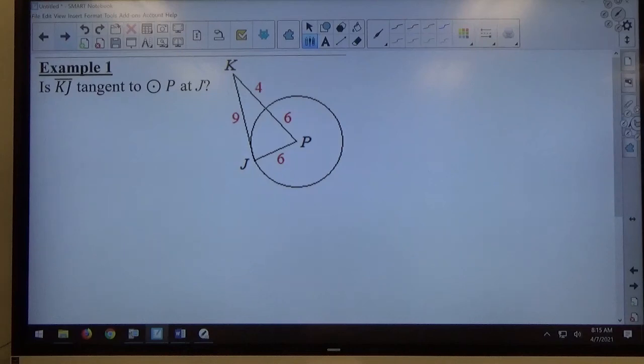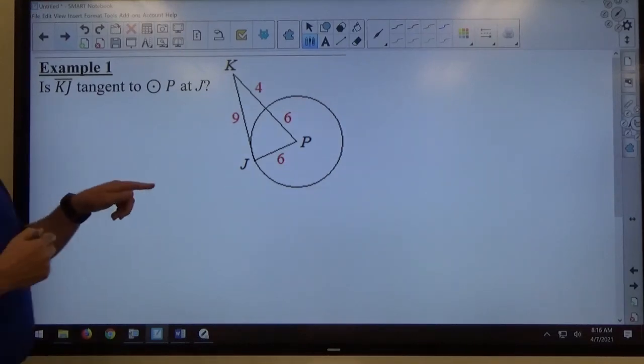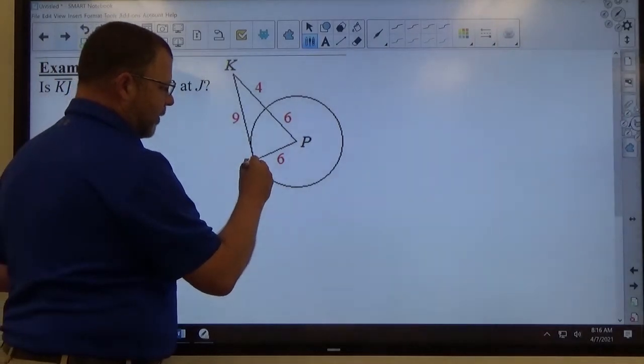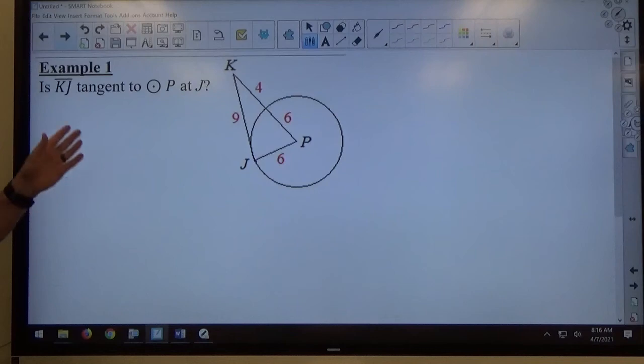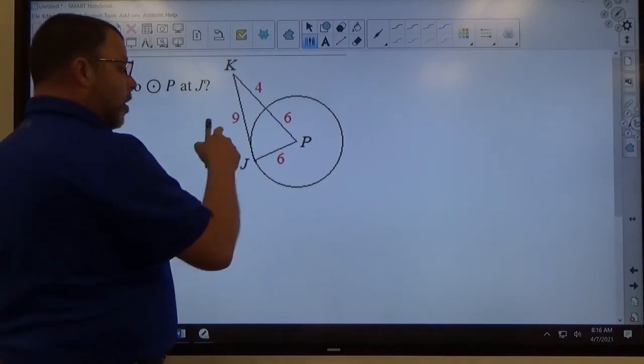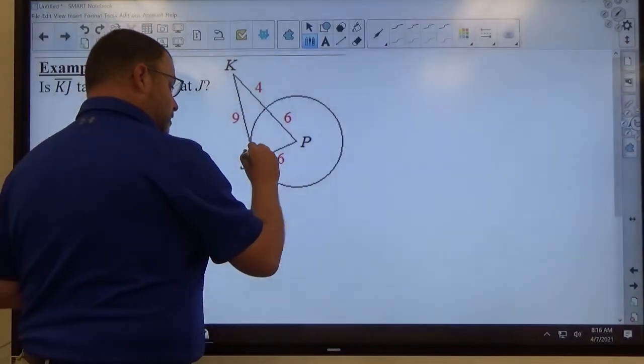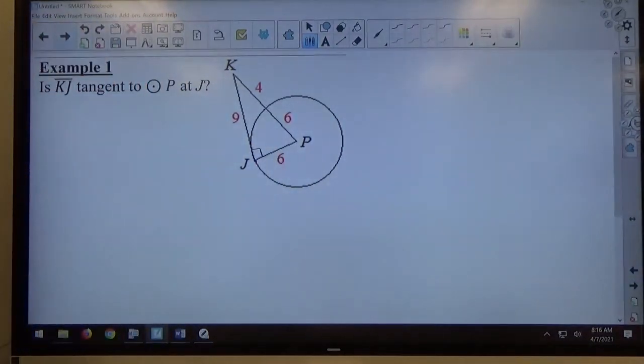I know that if KJ is tangent to circle P at J, if this is the point of tangency, it kind of looks tangent, right? We just look at it, it looks like it kind of touches the circle just at J, but maybe it does, maybe it doesn't, I don't know. But I know if it is tangent that this must be a right angle. Okay, if it is a right angle, then it's tangent. If it's not, then it's not. We can't go based on looks. Okay, when they give us numerical values, we have to use those values to establish properties.